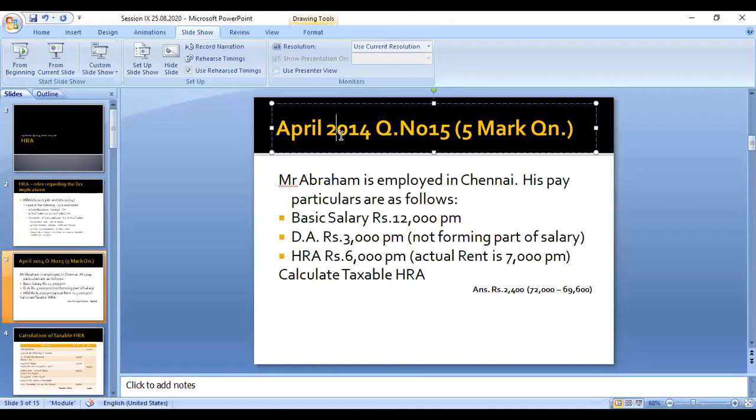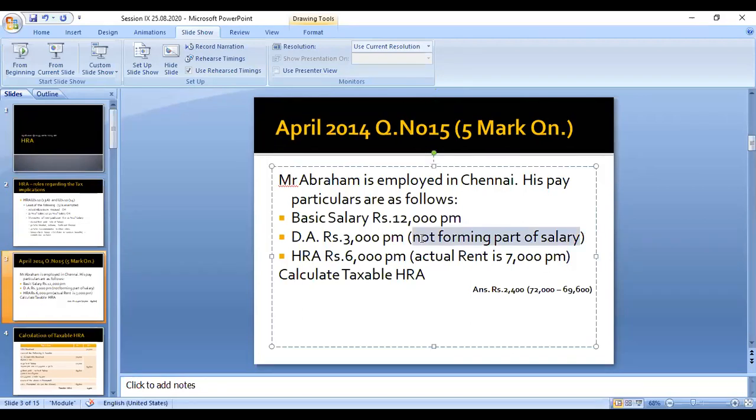Basic salary, he received 12,000 per month. PM means per month. And DA, that means dearness allowance, he received 3,000 per month. This 3,000 you need not consider, as it is not forming part of the salary. It is not taken into consideration for retirement benefits. DA does not enter the service benefits. So this is DA, 3,000 given.